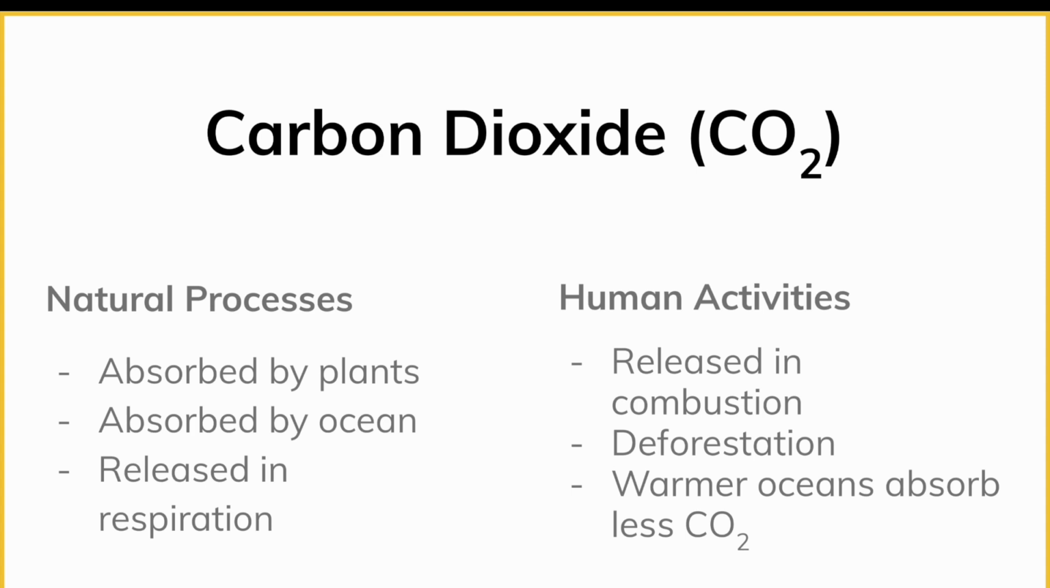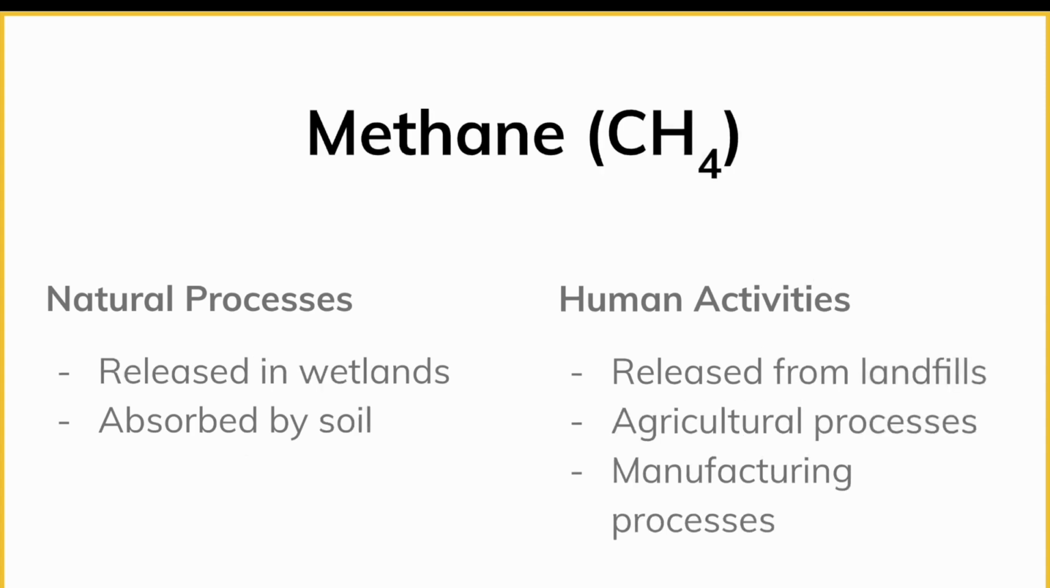So CO2 occurs in natural processes. It's absorbed by plants and absorbed by water, and it's released in cellular respiration. And then there's also human activities that release carbon dioxide. So burning of fossil fuels, deforestation affects CO2 levels, and then as the oceans get warmer, they can't absorb as much CO2. So those are factors. So there's natural and human activities for CO2.